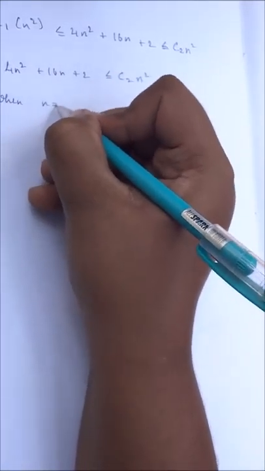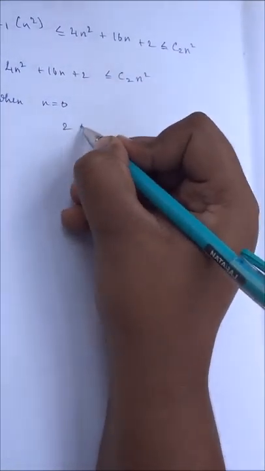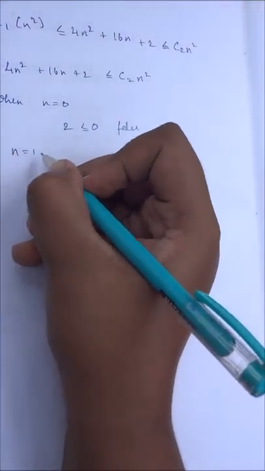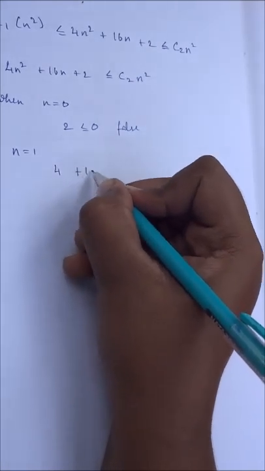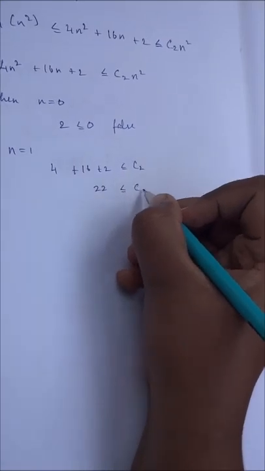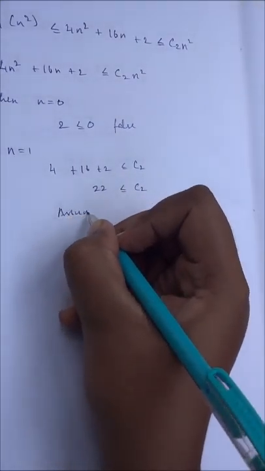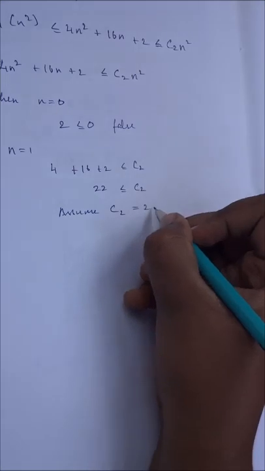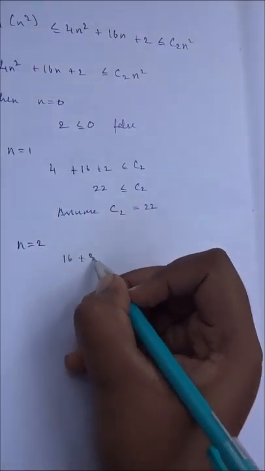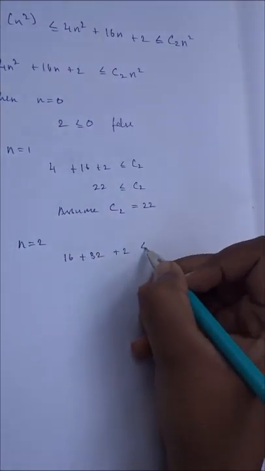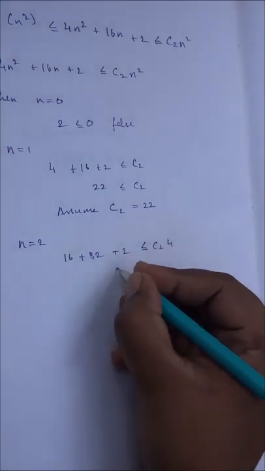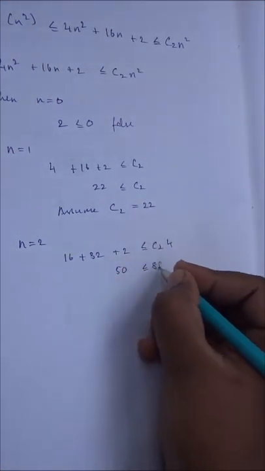When we apply n is equal to 0, we get 2 less than or equal to 0. This condition is false. When applying n is equal to 1, we get 4 plus 16 plus 2 less than or equal to c2, which is 22 less than or equal to c2. Now let us assume c2 to be equal to 22. When applying for n equal to 2, we get 16 plus 32 plus 2, and c2 into 4. So that gives 50 less than or equal to 88.